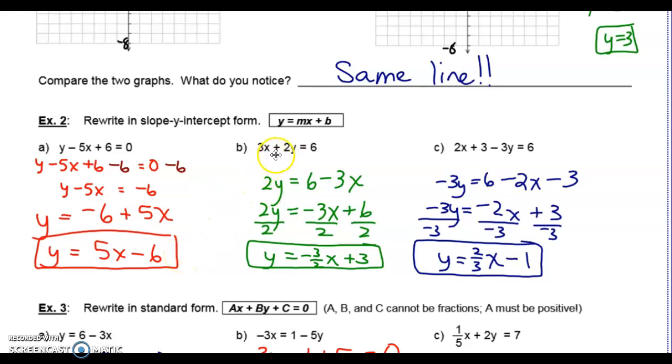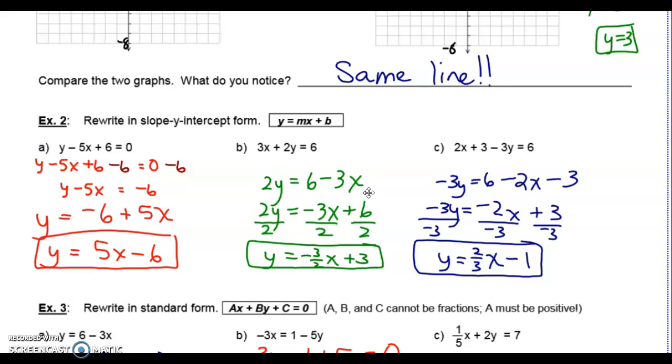Example B. I want to isolate y. I want y all by itself. Well, the 6 is already on the right-hand side. That's good. What I want to do is take this 3x and move it over. So when I move the 3x over, it has to change sign. Positive 3x becomes minus 3x. So 2y equals 6 minus 3x.